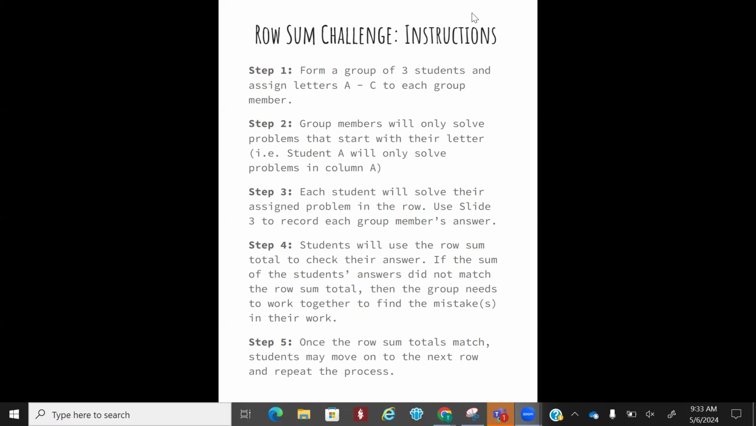So each person's gonna do their little part, then you're gonna add it up to get the end. On the back of your paper is where you're gonna record your answers. Does everybody understand that? The front of the paper has the problem, the back is where you're gonna record your answers. You can use one sheet between the 3 of you, but I would prefer if each one of you works your own problem on your own paper and then transfers it to one paper if you can. Once the row sum totals match, students may move on to the next row and repeat the process. So you have 5 rows to get through, 3 problems in each, 3 people in a group, 5 rows.